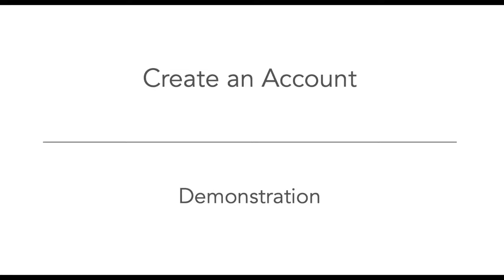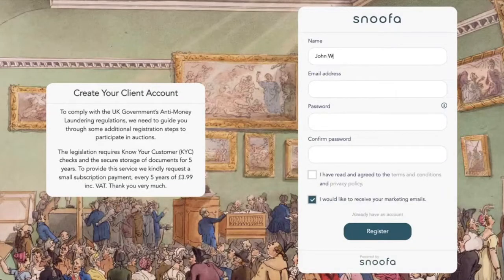Here is a quick demo of how to register and create an account to be able to bid in auctions. This should take no longer than about 2 minutes. On the first screen, there's this initial simple sign up form. All you need to do is fill in your name, email address, password, and then confirm your password. Tick the terms and conditions box, and then click register.